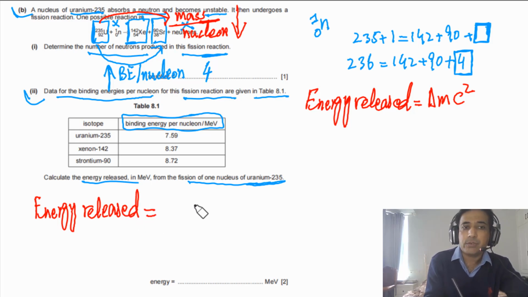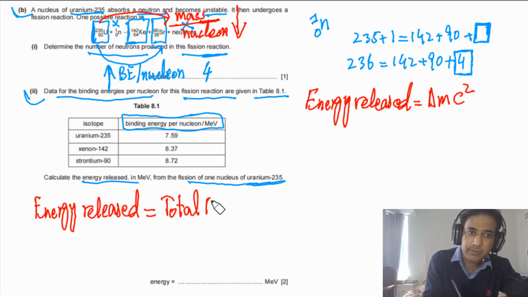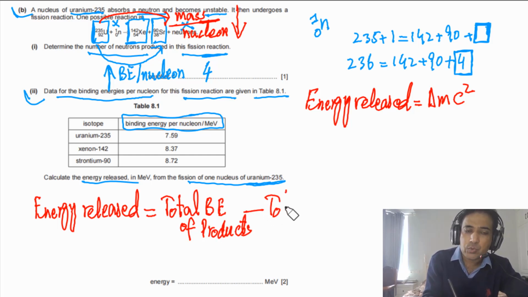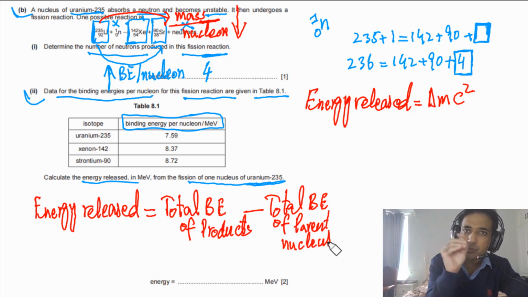Energy released in this case will be equal to the total binding energy of products, very important, of products, minus the total binding energy of the parent nucleus. So this is the main concept. Now simply we need to plug in values and we can find the answer.